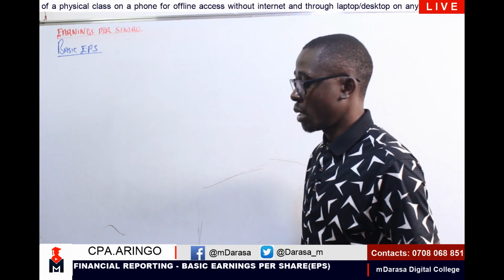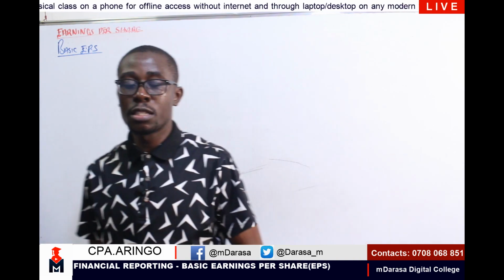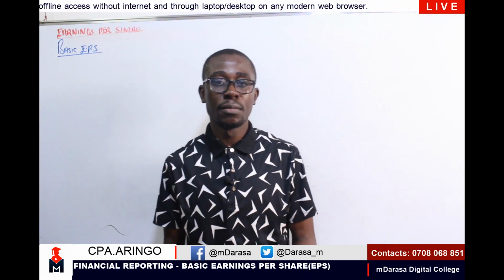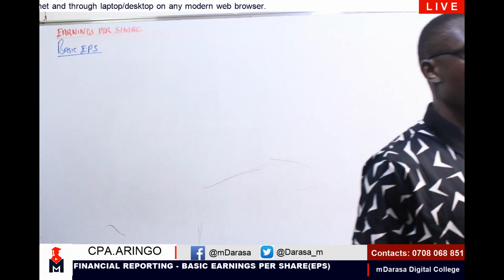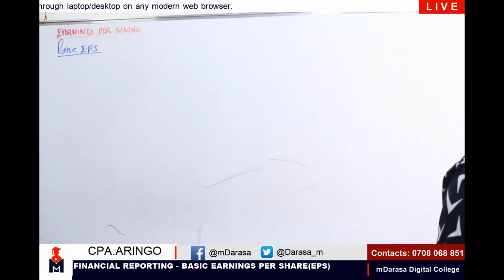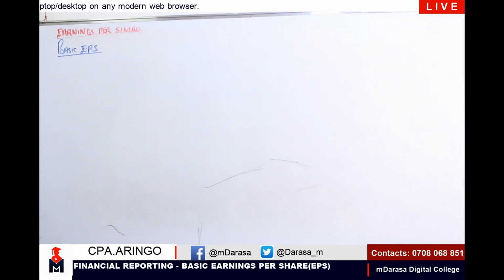So in our class today, dissecting what basic EPS will entail, you'll find that at this point, we are going to consider the profit that the company has earned, of course after paying all the taxes and preference dividends, then we divide that by the weighted average number of ordinary shares outstanding during that period.